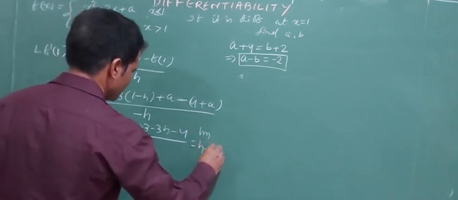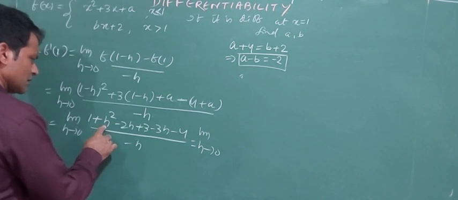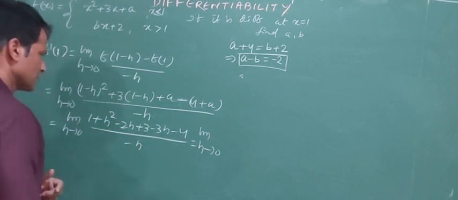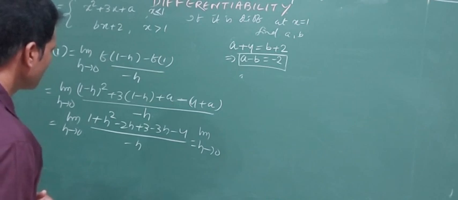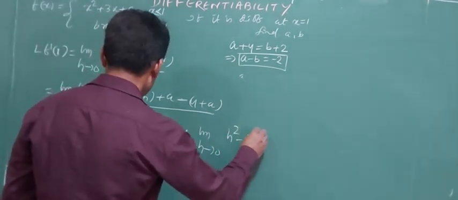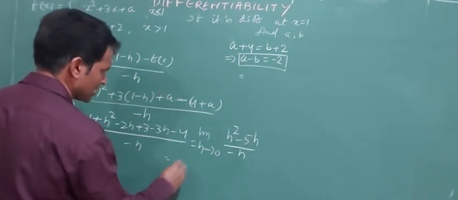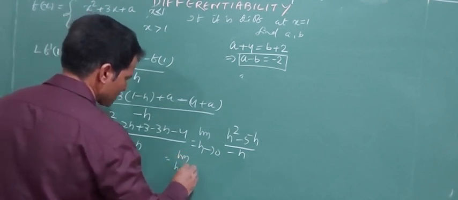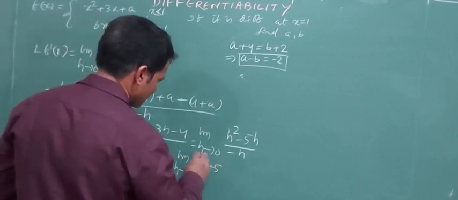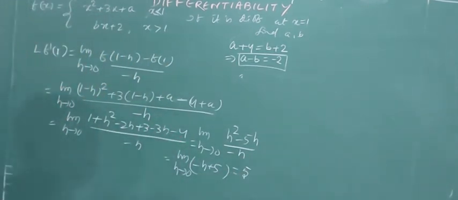Limit h tends to 0, h square minus 5h by minus h. Cancel h from both numerator and denominator. Limit h tends to 0, minus h plus 5. As h tends to 0, 5 is the answer. That means the left hand derivative is equals to 5.